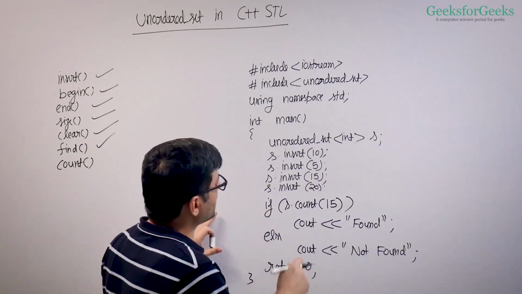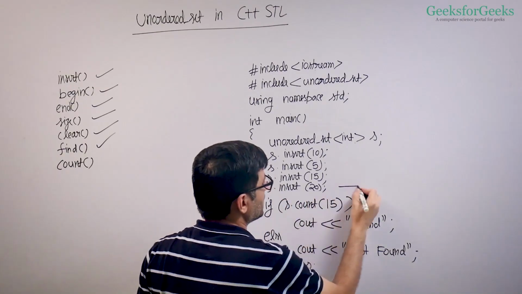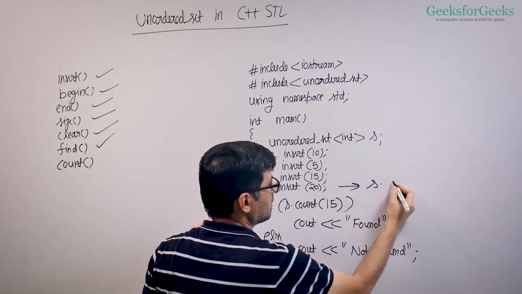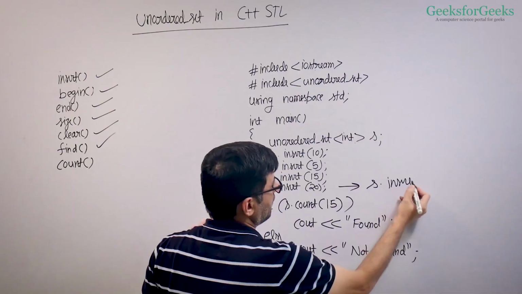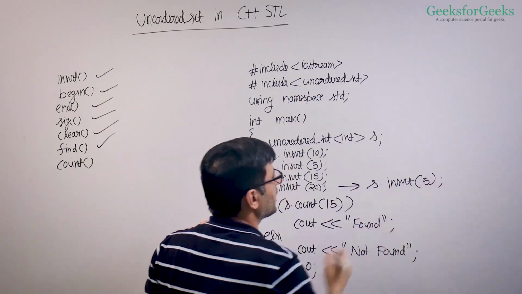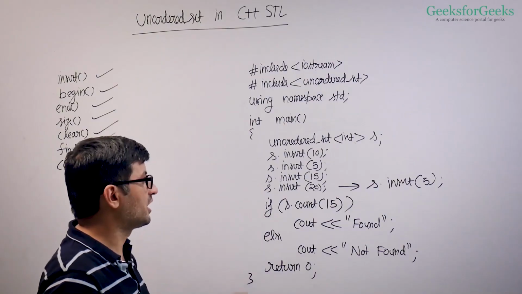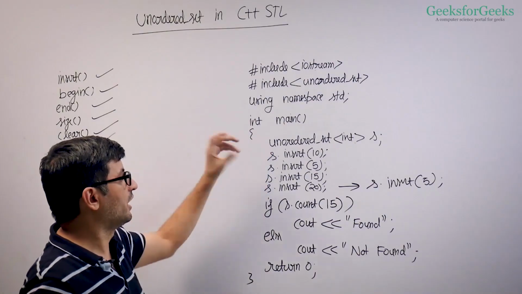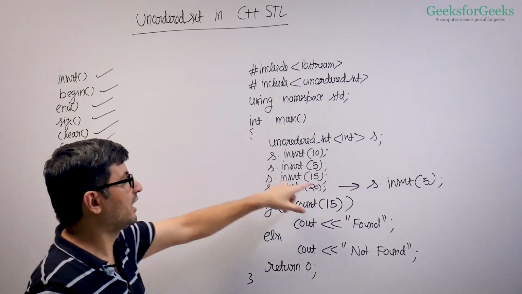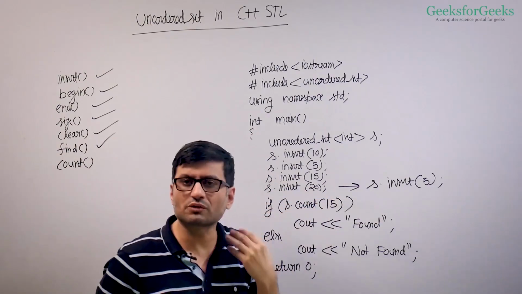Now if I try to insert a duplicate, say after this I insert s dot insert 5, what will happen? It will ignore this insert operation. It will still have these 4 elements. And if you try to get the size, after this insert also you will get the size as 4 only.